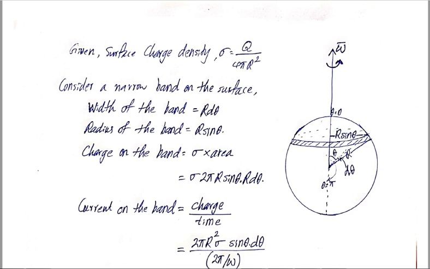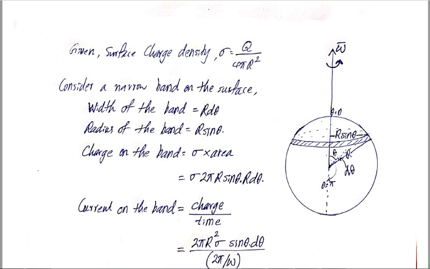Now the sphere is rotating with an angular velocity omega about the z-axis. We have to find the magnetic dipole moment. So first we will find the magnetic dipole moment of this narrow band, and then we will integrate the expression for all bands, starting from theta equal to 0 to theta equal to pi. First, to find the magnetic dipole moment, we have to find the current through that band times its area. Current into area of that band gives the magnetic dipole moment of that band.